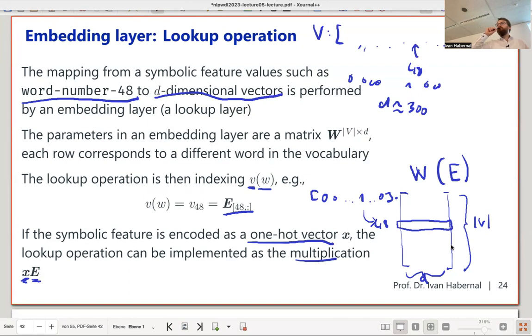Why isn't this matrix dimension B cross B? Because they have as many categories as words, as I understood. Exactly. You're asking why D is not the same as the number of categories, right?